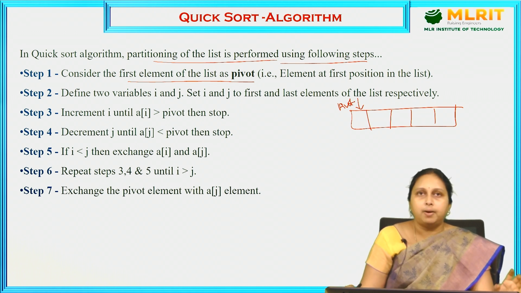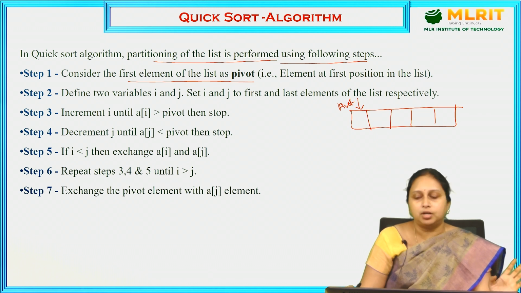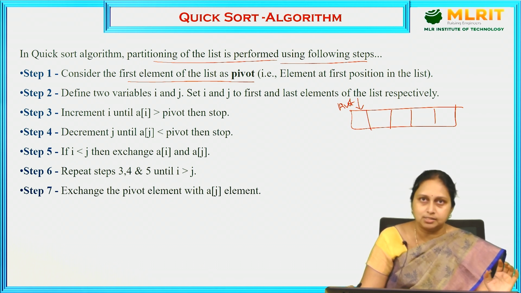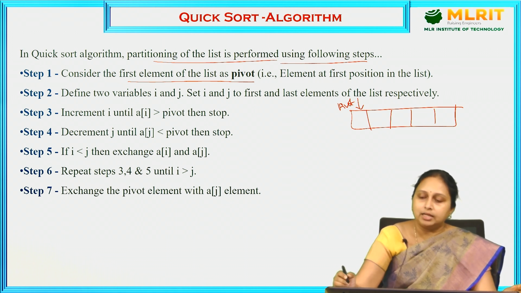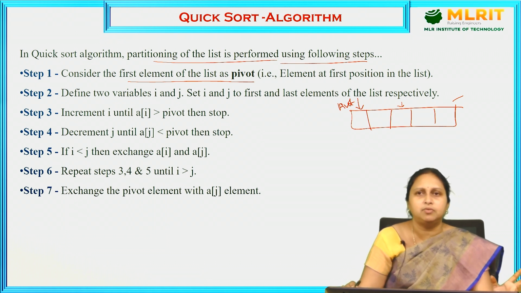But for quicksort, we can't say that every time we must take the first element as the pivot. We can take any random element as the pivot element. Here, for easy understanding, we are taking the first element as the pivot element. We can take the last element, or the middle element, or any element in the list as the pivot element.